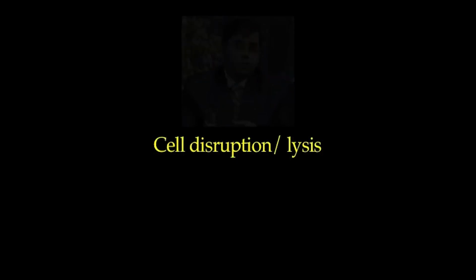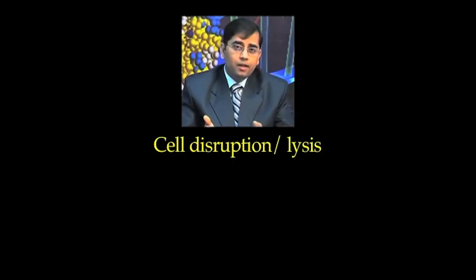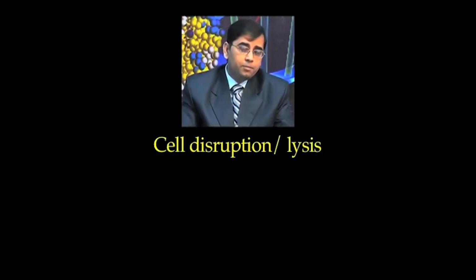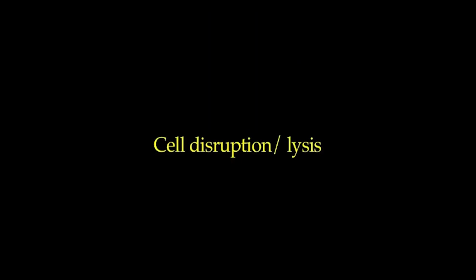So, cell disruption or lysis. The lysis is a very important step, because first of all you would like to break open the cells and remove all the cell components outside, so that you can get good protein yield. Cell disruption or lysis is often challenging, because all sample types you cannot lyse with the same type of method. So, the lysis strategy has to be modified depending upon the sample type.